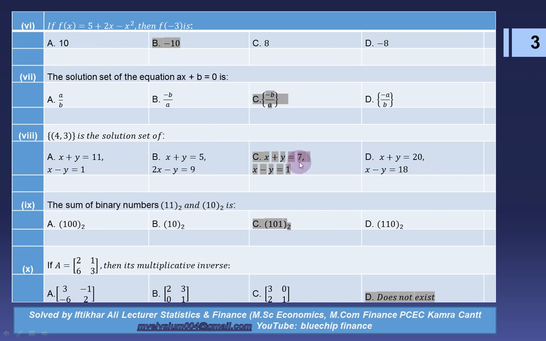The solution set of x plus y equals 7, x minus y equals 1, option number C is correct. The sum of the binary numbers 11 binary and 10 binary, correct option is 101. If a matrix is 2 1 6 3, then its multiplicative inverse, correct option is does not exist, because the determinant will become 0 and the matrix which has determinant equal to 0 cannot be inverted further.